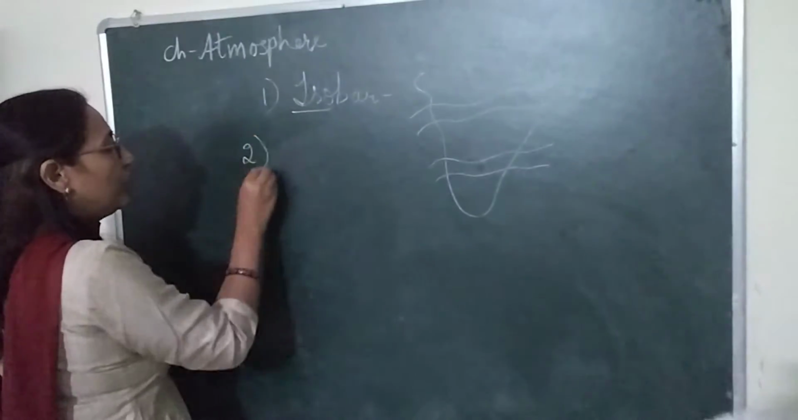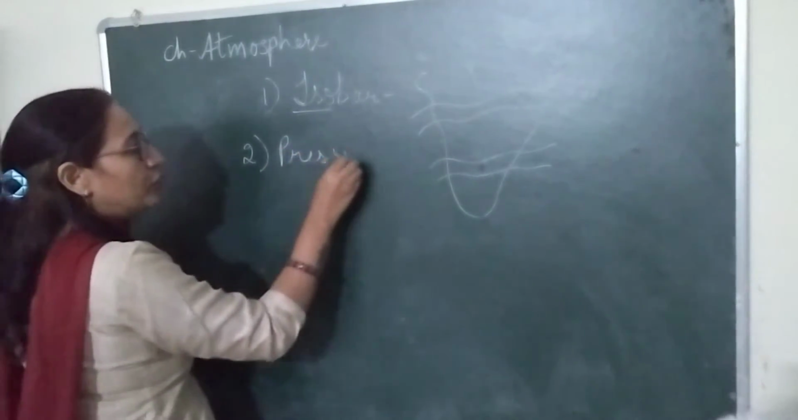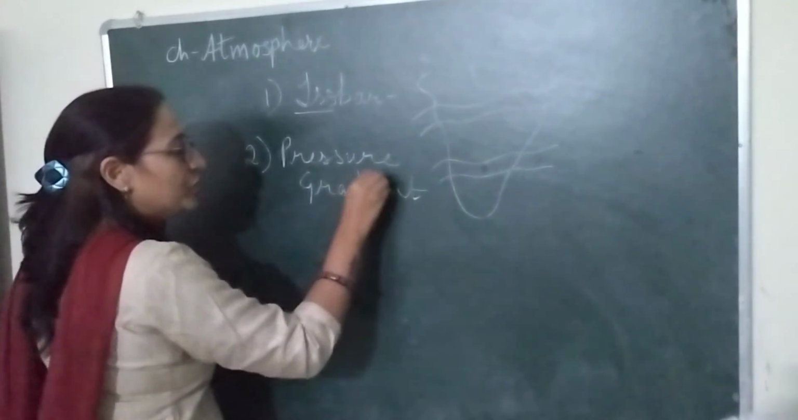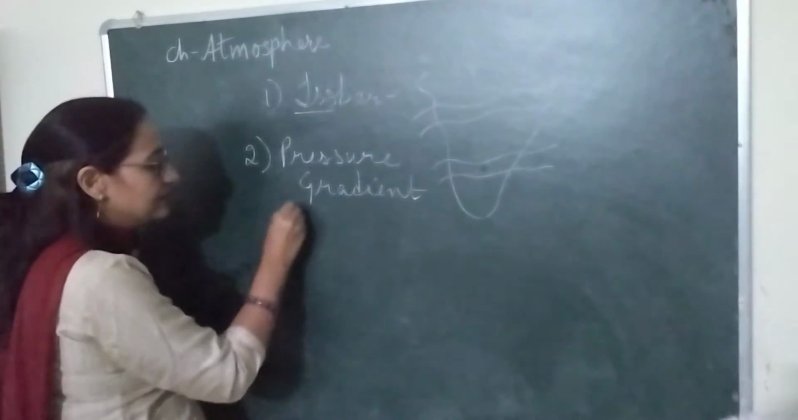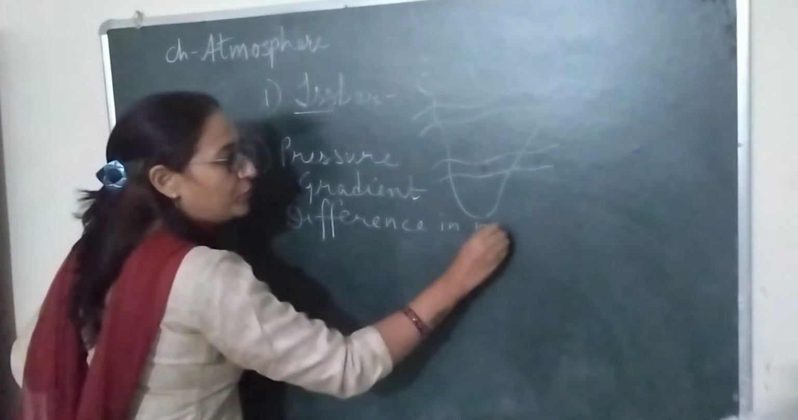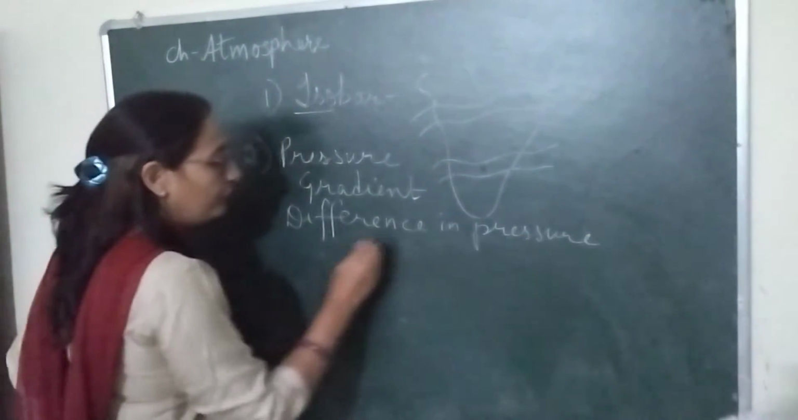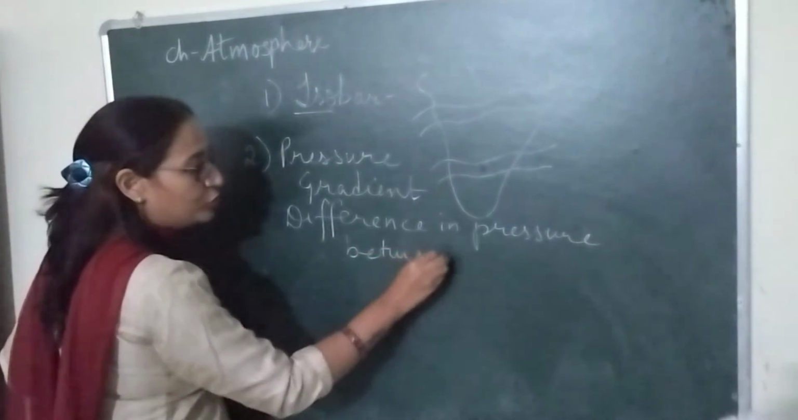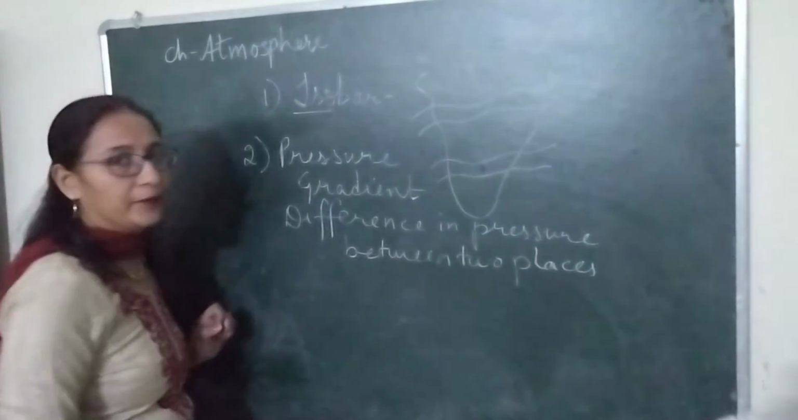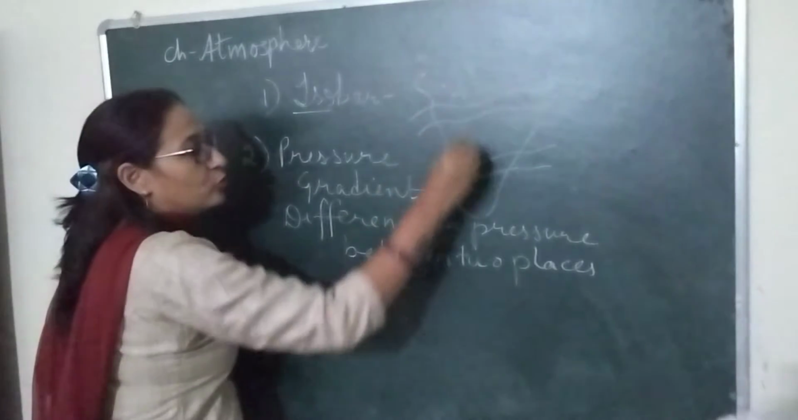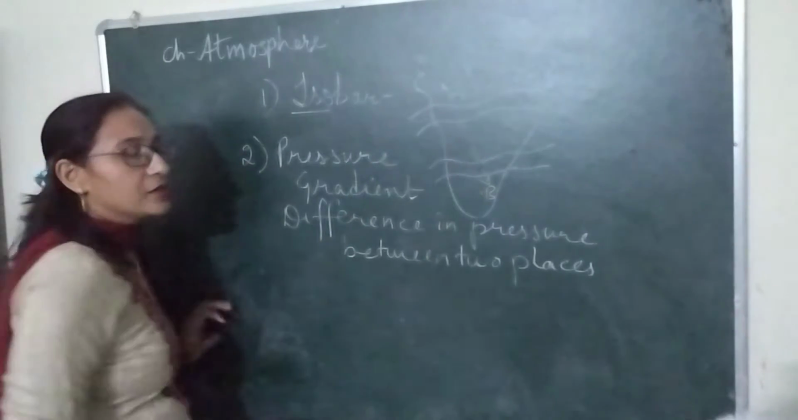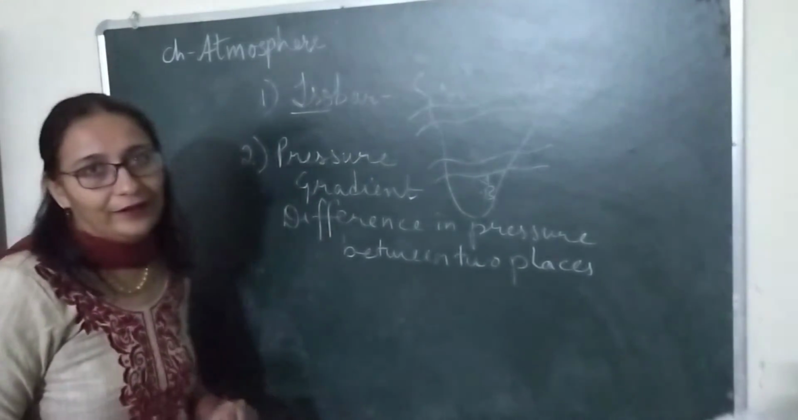Next term that is very important, that is pressure gradient. Now what is pressure gradient? Pressure gradient means that is difference in pressure between two places, that is called pressure gradient. Just imagine there are two places, place A and place B. So difference in pressure between these two places is known as pressure gradient.